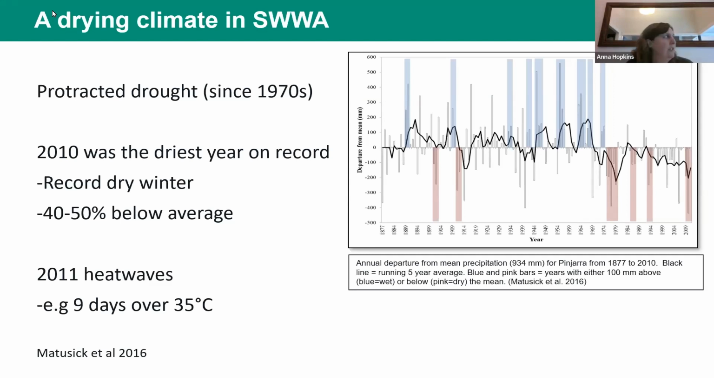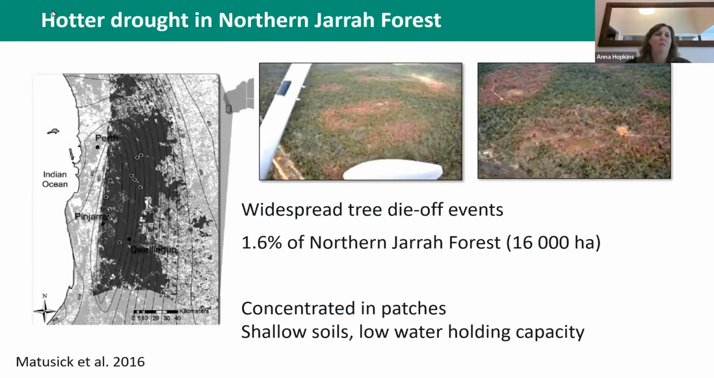A heat wave is defined, I think, as anything over more than 3 days over 35 degrees. And in this particular year, we had 9 days over 35 degrees. So it was quite a significant event. And following this period, my colleagues at Murdoch University, particularly George Matusik and Katinka Ruthroff, noticed some widespread tree die-off events throughout the Jarrah forest, just east and south of Perth.